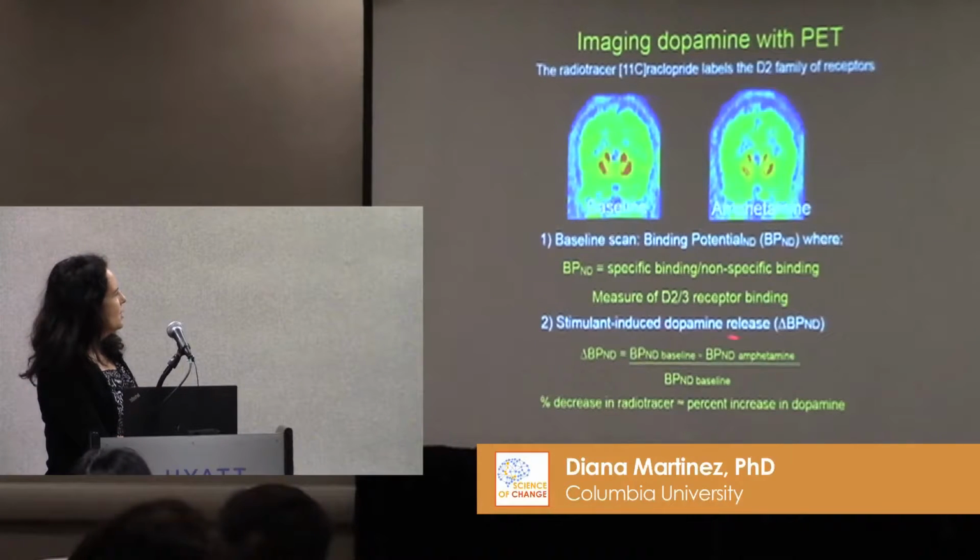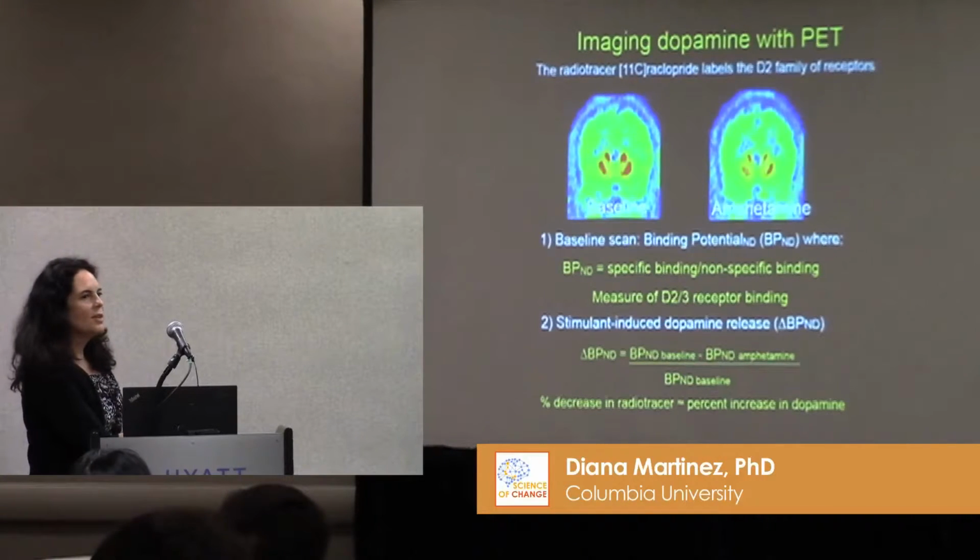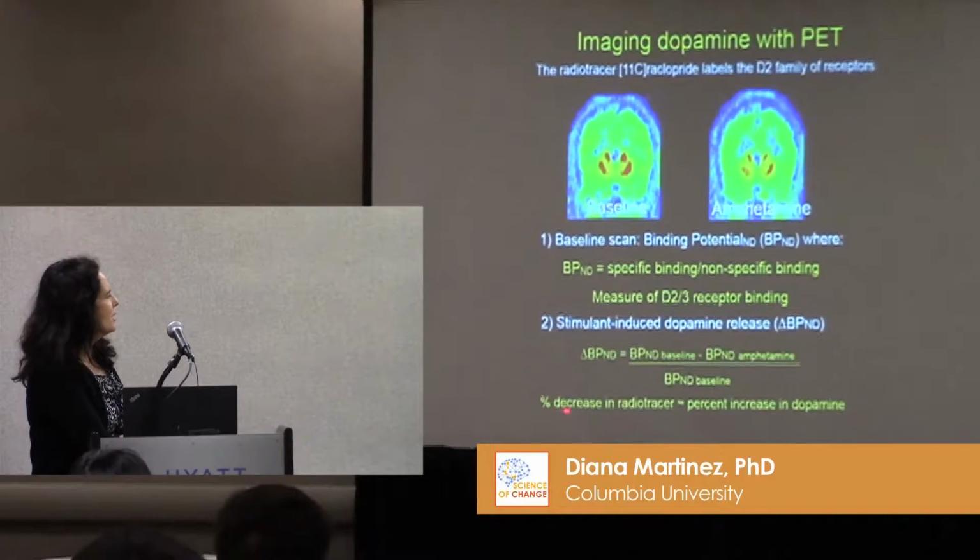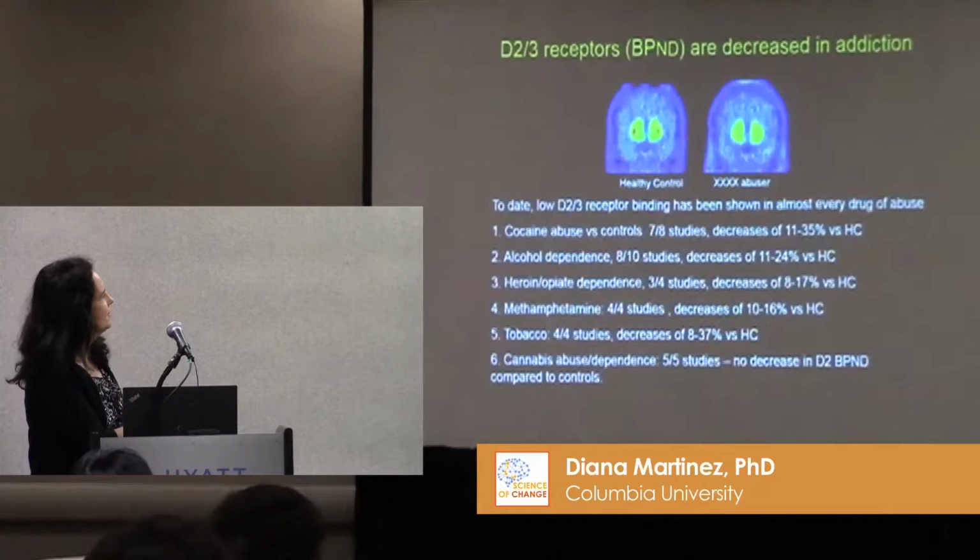The outcome measure here is delta BPND, which is simply the change in binding of raclopride to the D2 receptors in the baseline condition compared to the amphetamine condition. What's important to realize is that this gives us a measure of endogenous dopamine tone in the brain, or presynaptic dopamine release. So the percent decrease in radiotracer binding is correlated linearly to the percent increase of dopamine release in the brain. So the 2 outcome measures I'll be talking about today are BPND, which is D2 receptor binding, and delta BPND, which is a measure of dopamine release in the brain in response to a stimulant challenge.